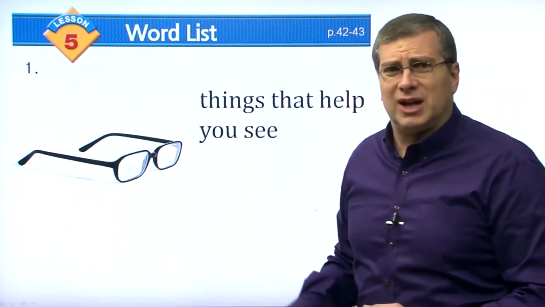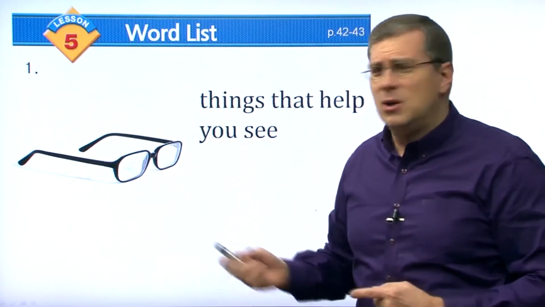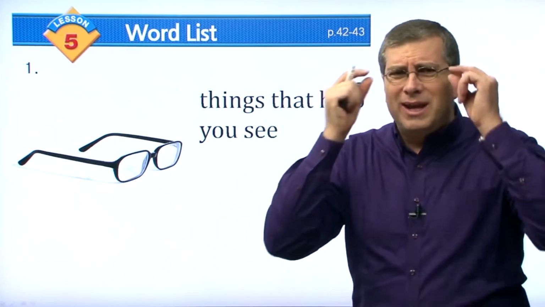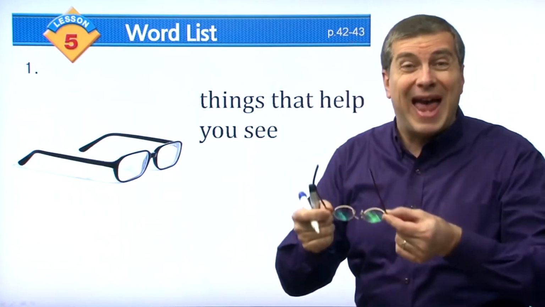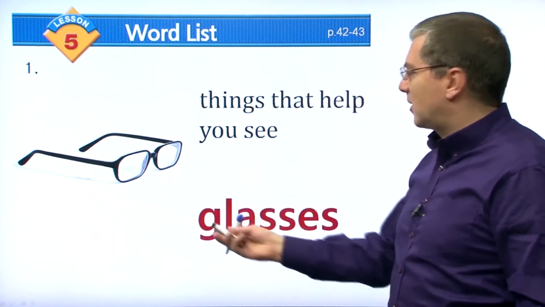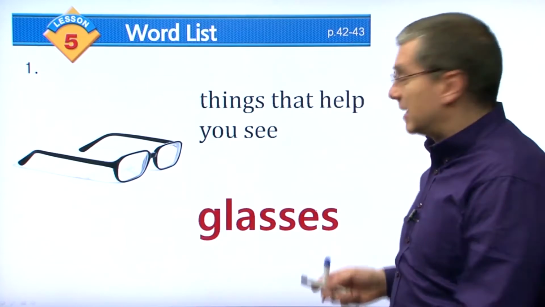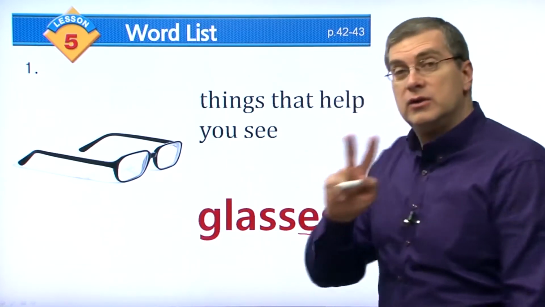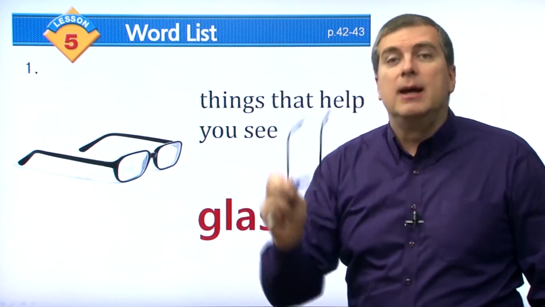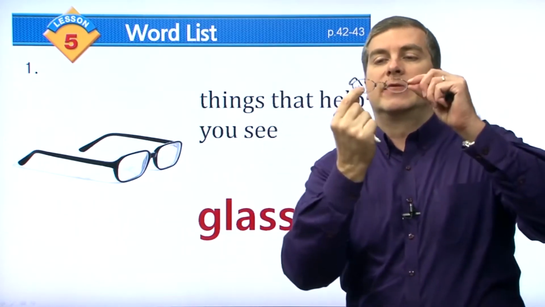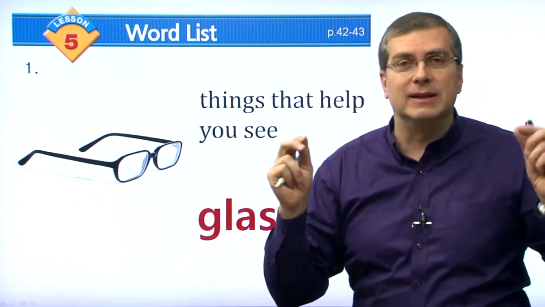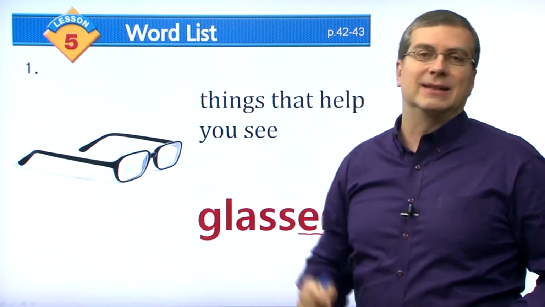It's a strange object. I've never seen that before. What is that? Things that help you see. Oh, wait a minute, I've got them on my head. What do you call them? They're glasses. Note that we use plural. It's one thing, but we use it as plural because there are 2 lenses. We say glasses.